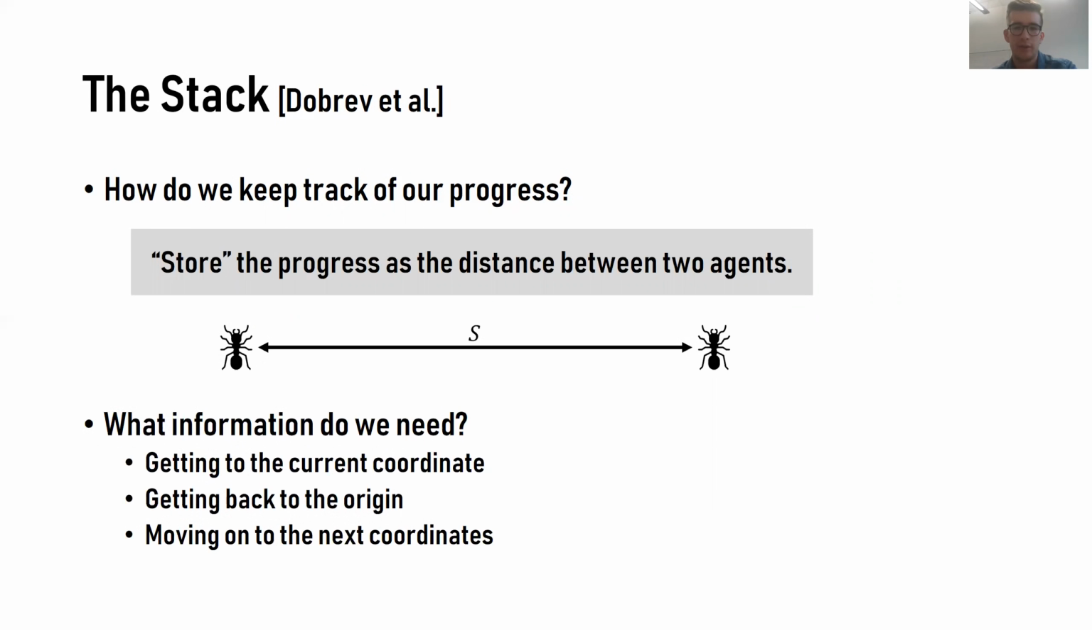Now, let us think, what kind of information do we need during this exploration? We need information on how to get to the current coordinate. Then once we are there, we need information about getting back to the origin, so being able to reverse this whole process. And finally, we need some way to change this stored information to make sure that we get to the next coordinates.